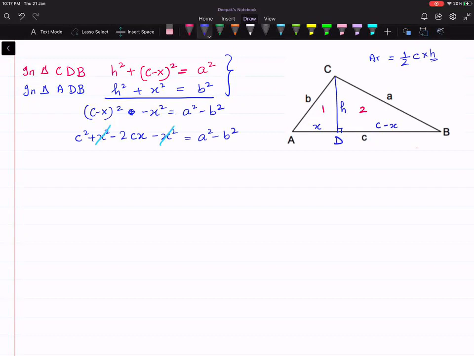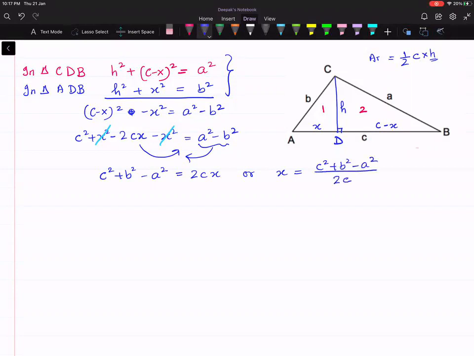let's see what value of x we are getting here. If we solve this part, okay, let's take this on the other side and this full thing on the LHS. So I'm getting here c square plus b square minus a square is 2cx, or x is (c square plus b square minus a square) upon 2c.